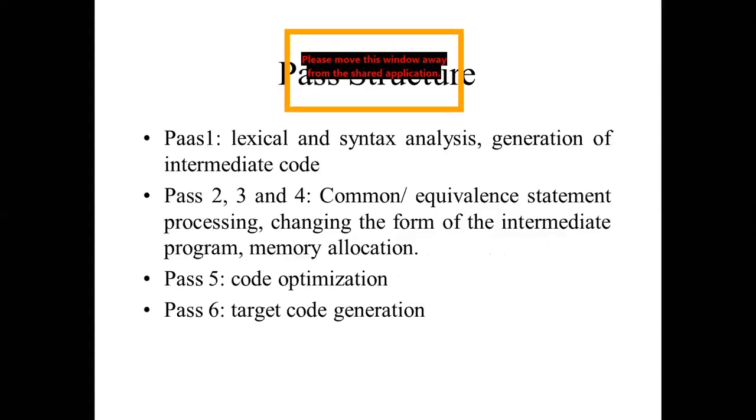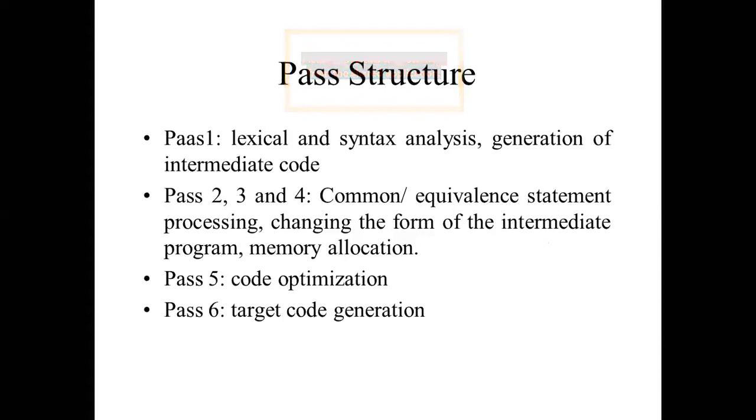So this is called the pass structure. Pass 1, again we will do the lexical and syntax analysis, generation of intermediate code. Pass 2, 3, 4, we will do common or equivalence statement processing, changing the form of intermediate program, memory allocation. Pass 5, code optimization. Pass 6, target code generation.